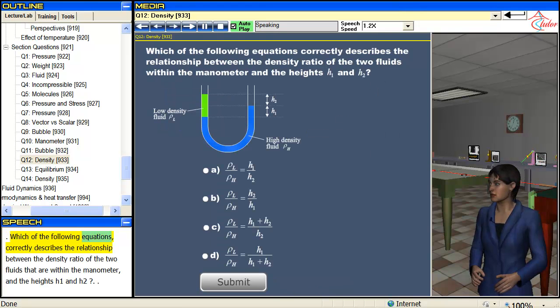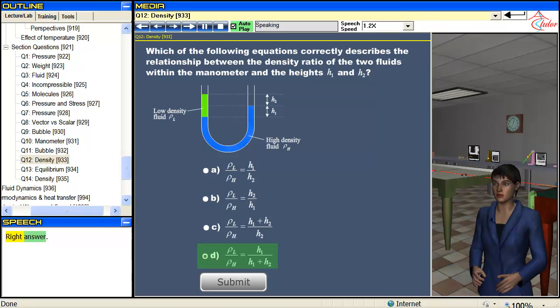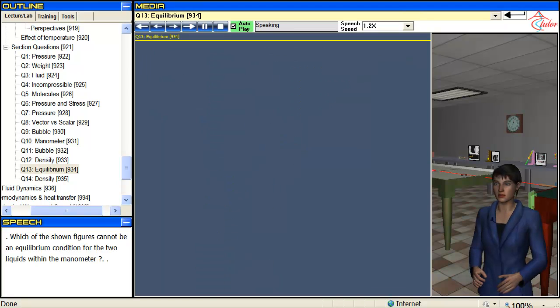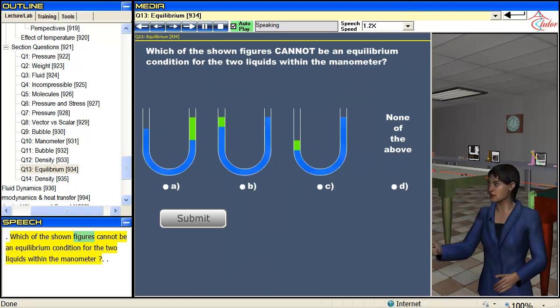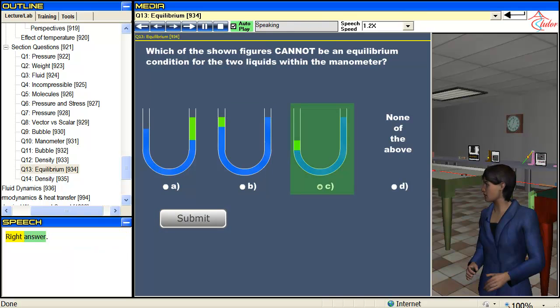Which of the following equations correctly describes the relationship between the density ratio of the 2 fluids that are within the manometer and the heights h1 and h2? Right answer. Which of the shown figures cannot be an equilibrium condition for the 2 liquids within the manometer? Right answer.